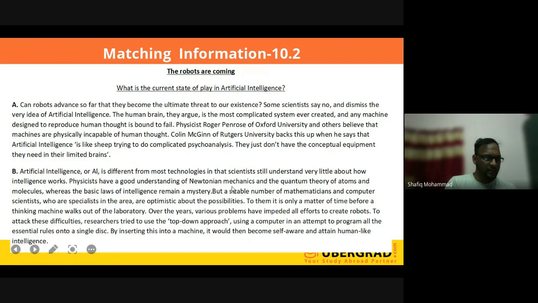Okay, guys. So 8 minutes is up. Let's discuss. First, A is talking about can robots advance so far that they become the ultimate threat to our existence? Some scientists say no. Then the very idea of artificial intelligence, the human brain, they argue, is the most complicated system ever created. Then what is the last sentence saying? They just don't have the conceptual equipment they need in their limited brain.